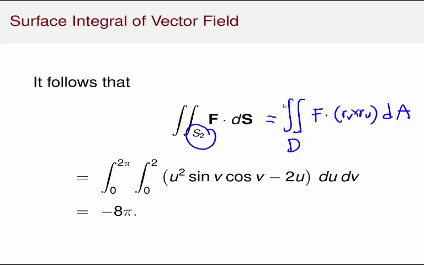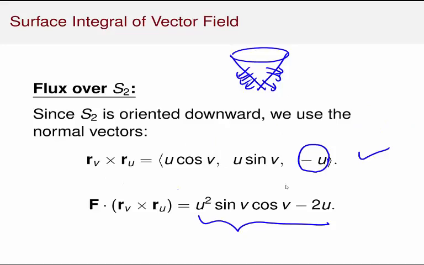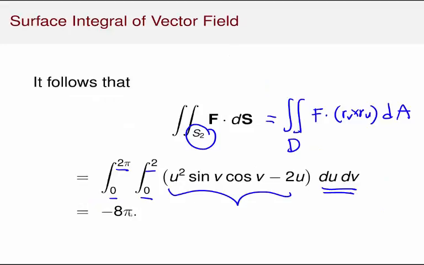Next we replace this double integral by the corresponding iterated integrals in terms of u and v. Here, dA is replaced by du dv, where v is bounded between 0 and 2 pi, whereas u is bounded between 0 and 2. The integrand is the function in terms of u and v for the dot product we obtained previously. After some calculations, the final answer is minus 8 pi. So that is the surface integral, or the flux, across the surface S2.